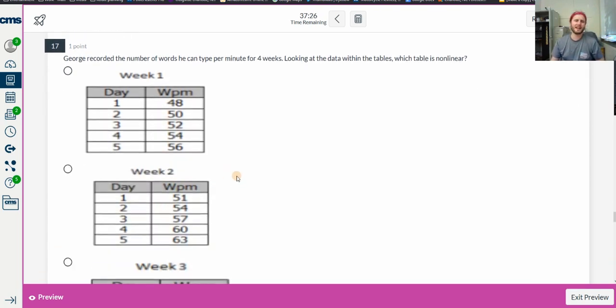For number 17, yes, again, it's blurry. I'm sorry. George recorded the number of words he can type per minute for 4 weeks.